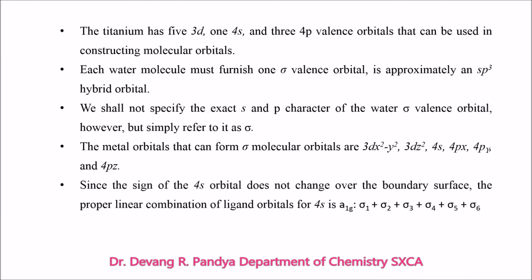Since the sign of the 4s orbital does not change over the boundary surface, as you know it is spherical in shape and spreads into x, y and z uniformly and symmetrically, the proper linear combination of ligand orbitals for 4s is shown as sigma 1 plus sigma 2 plus sigma 3 plus sigma 4 plus sigma 5 plus sigma 6. Either you can brand it by number, or you can write it as sigma plus x plus sigma minus x plus sigma plus y plus sigma minus y plus sigma plus z plus sigma minus z. Whatever you want, you can represent it that way.